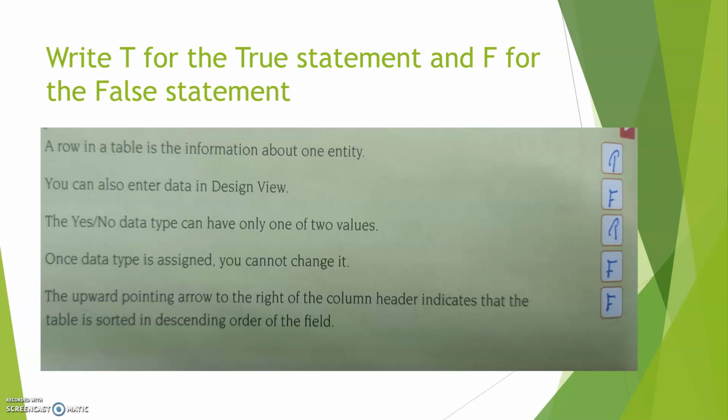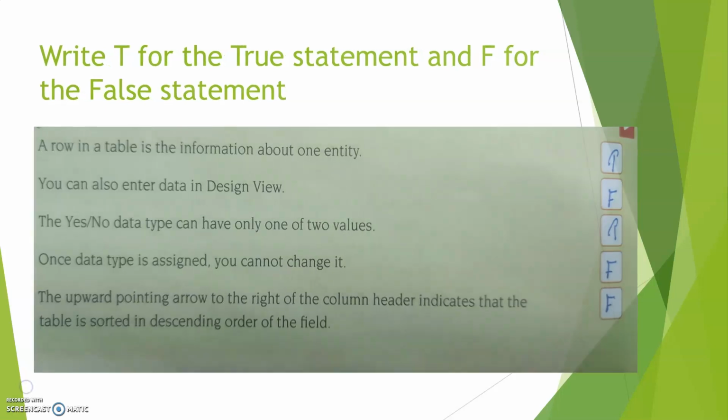If you want to change means you can change the data type. So this is false. Once data type is assigned, you can't change the data type. Then the upward pointing arrow to the right of the column header indicates that the table is sorting in descending order of the field. False, right? So what is that upward arrow? It represents ascending order. Clear?